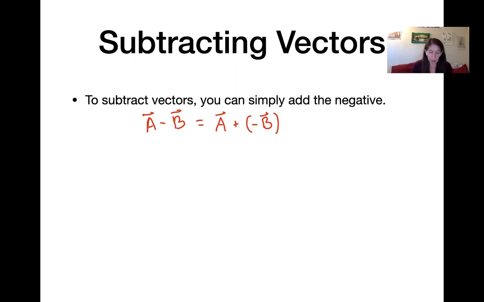So when I think about subtracting vectors, I follow the same mechanics, or the same procedure as adding two vectors, where you place the head to the tail. But what you need to do first is take the negative of your second vector, of the vector you're trying to subtract. So let's see.